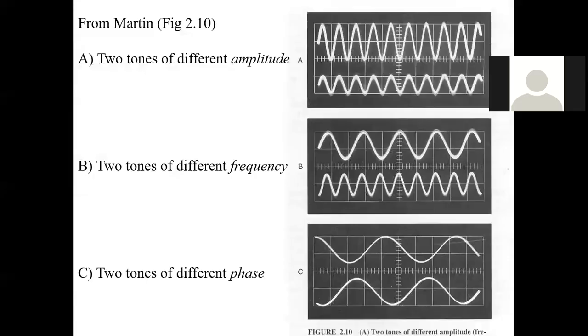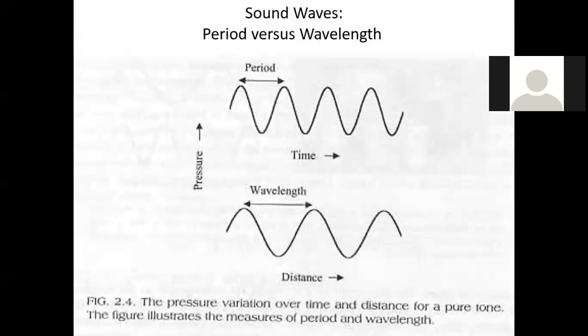Keep it simple. Here too, 3 different dimensions of sound are shown: frequency, intensity, and time. The top 2 waves are equal in frequency, but they're different in amplitude. The middle 2 waves are equal in amplitude, but they're different in frequency. And the bottom 2 waves are equal in amplitude and frequency, but they are in opposite phase.